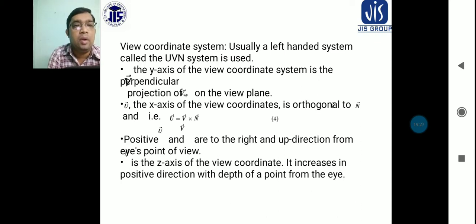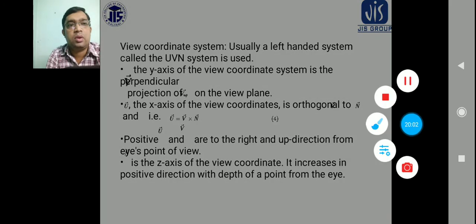Here u and v are considered positive at the right and up directions from the eye point of view. The z-axis of the view coordinates is considered accordingly, and it increases in the positive direction with the depth of points from the eye, according to the viewpoint. The eye is the concern here.